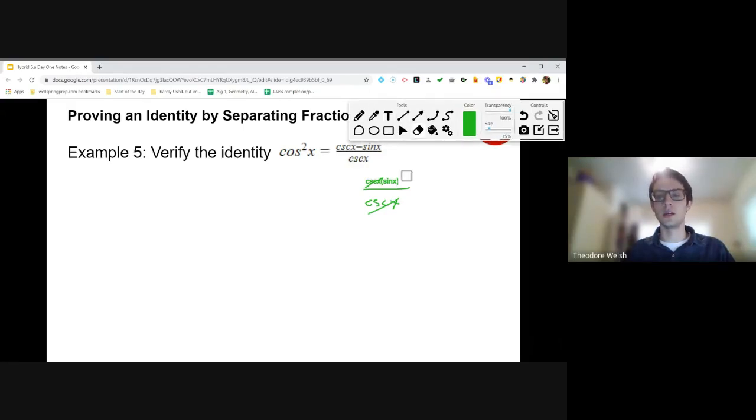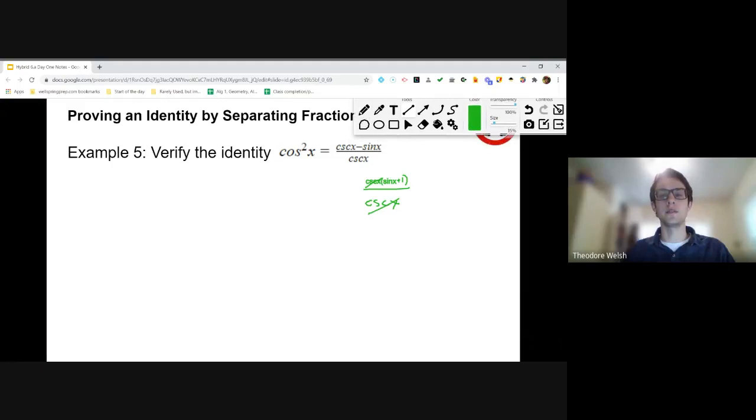In addition, if this were sine of x plus 1, but it's still contained within a factor, then we can cancel that cosecant. But because we have that subtraction outside of factors, you cannot cancel cosecants. Good question, Caleb.